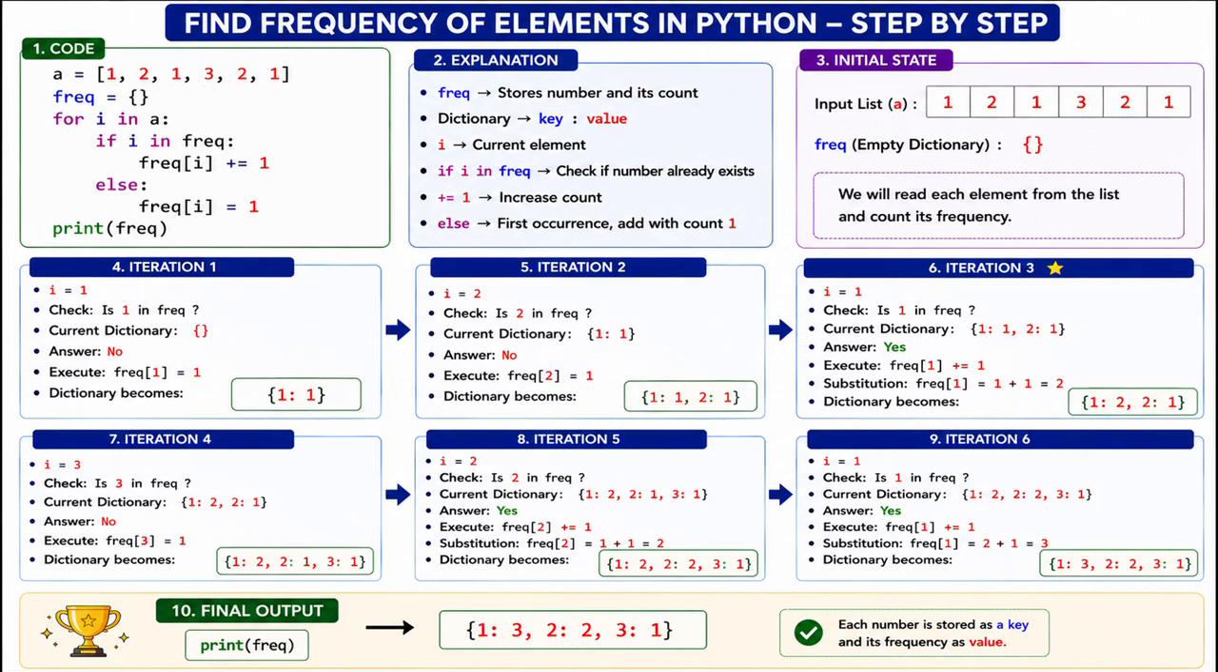So this is the final output. Each number is stored as a key. See, remember one thing: in the dictionary, each number is stored as a key and its frequency as a value.